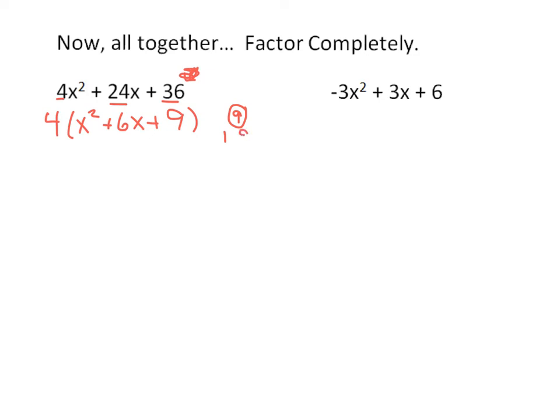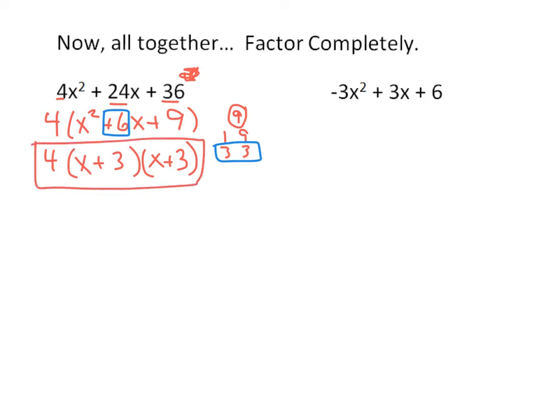1 times 9 is 9, and 3 times 3 is 9. Which one of those will help me get positive 6? Well, 3 plus 3. So I'm going to keep my 4 out here, and now I'm going to write my parentheses. I'm going to put x times x, which gives me x squared, and then the plus 3 and the plus 3, and this is our factored form. Try this other one here off to the side and check back to see how you did.